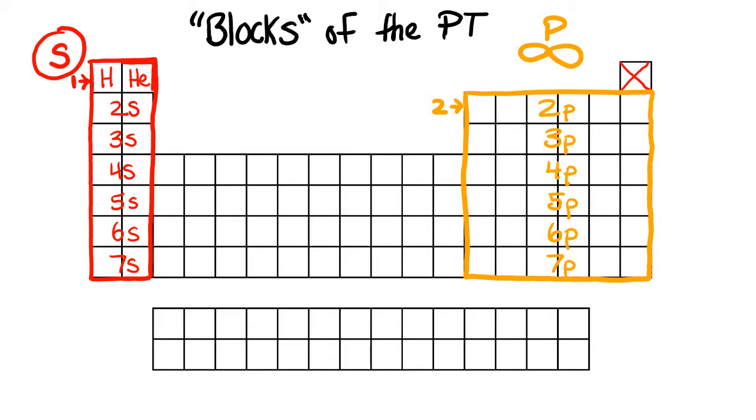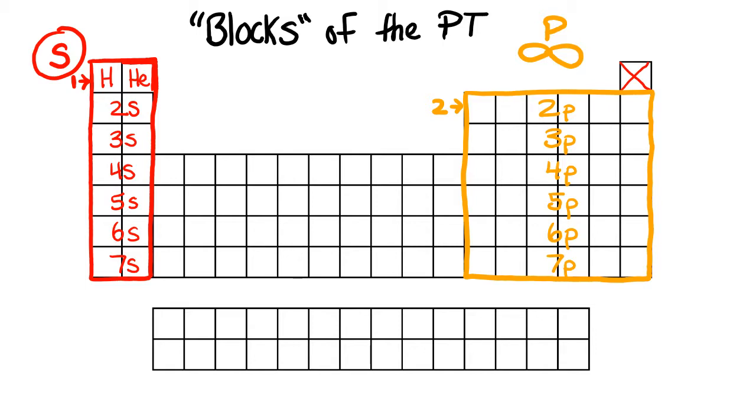For the S block and the P block, the integer, the number in front of the S, the P, or later the D and the F, for the S and the P block only, those integers do correspond with the row, more technically known as the period.